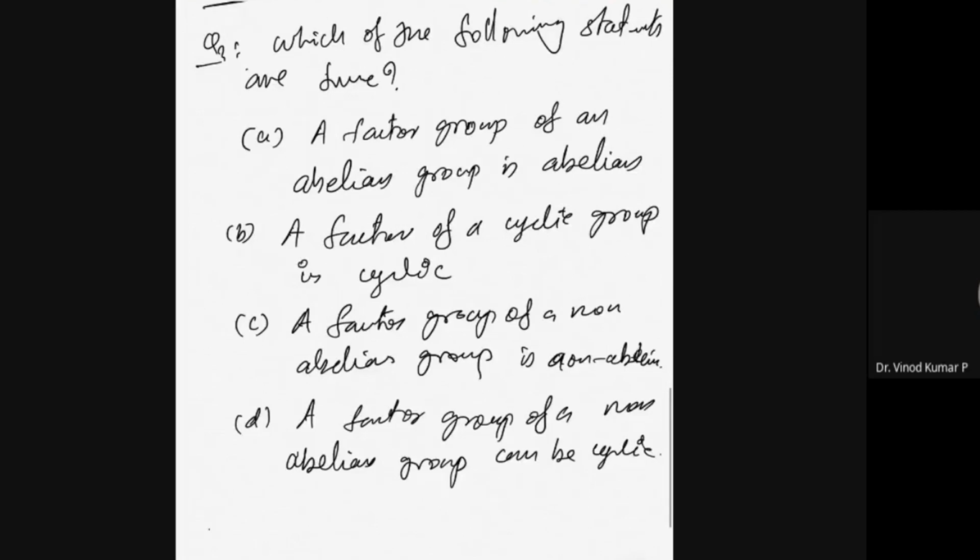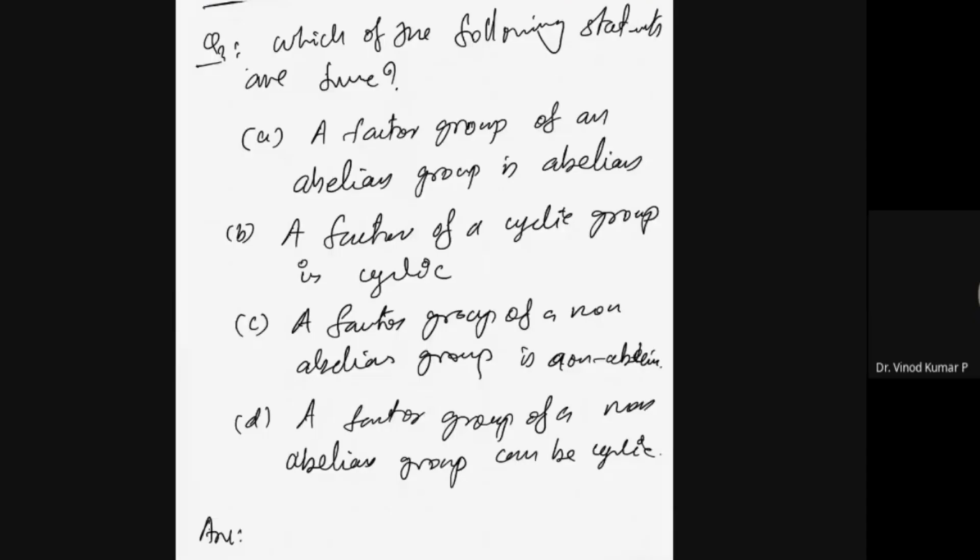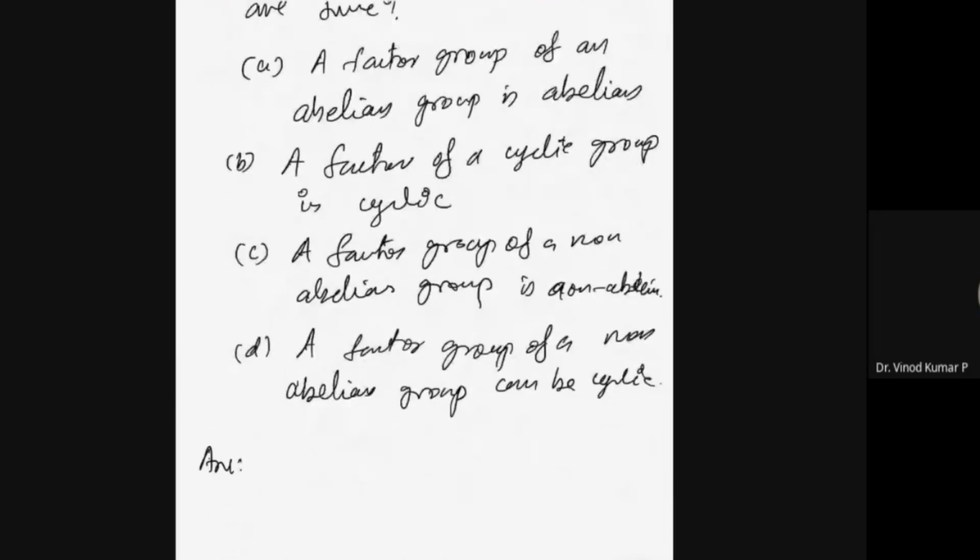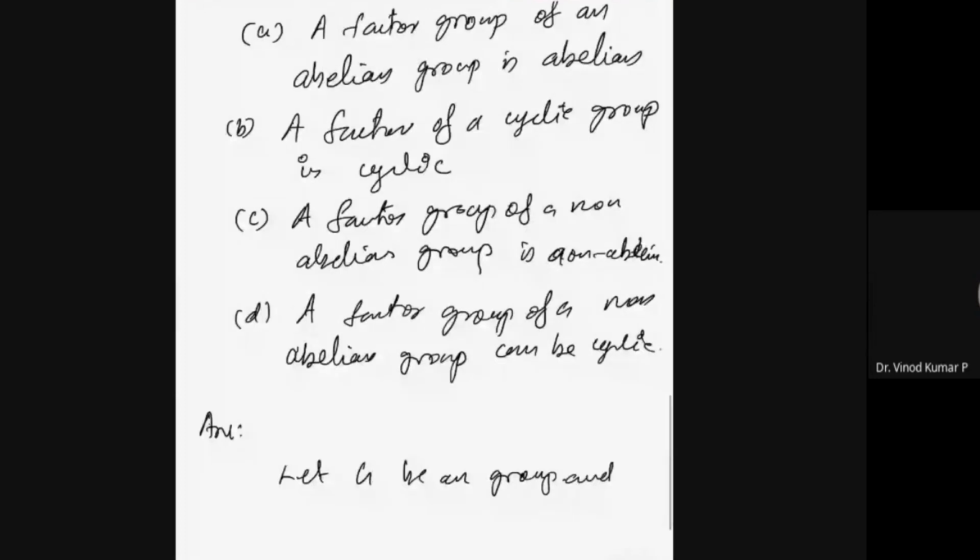Okay, so let's do the problem. The first statement says that a factor group of an abelian group is abelian, right? So we start with an abelian group G. Let G be an abelian group, and you take any subgroup. Let H be any subgroup.